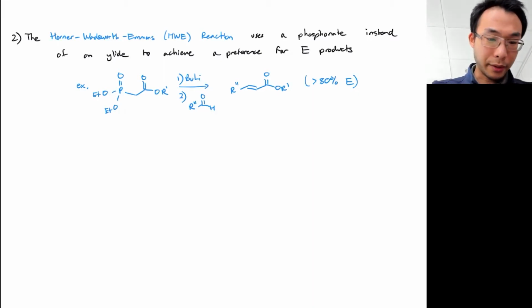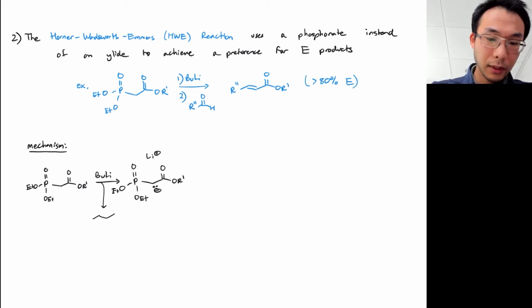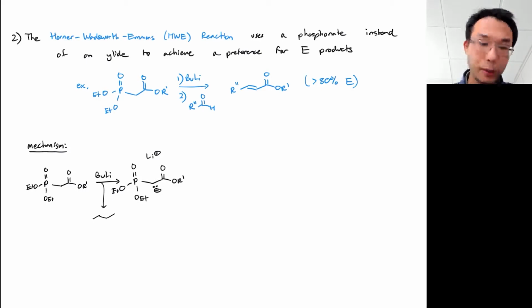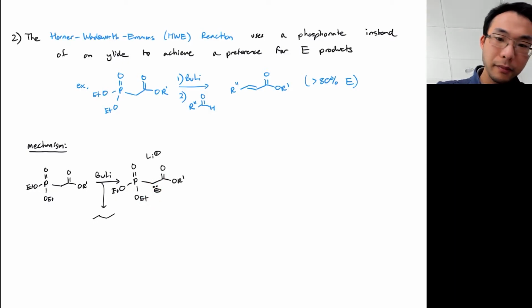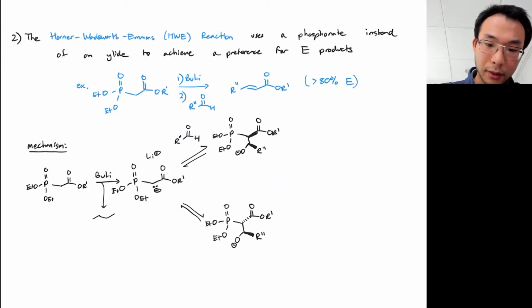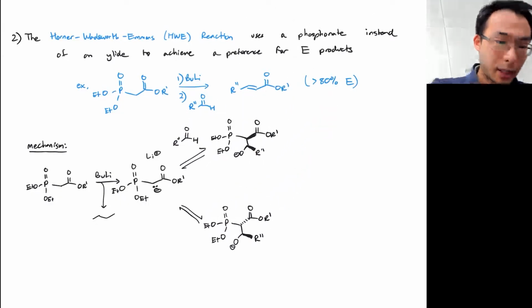So let me walk you through how this looks. So the first step is nothing different. We still have a fairly acidic hydrogen right here, and the deprotonation with a strong base should get you to a carbanion. Notice that in this case this is no longer an ylide, but rather just a phosphonate carbanion, because we only have the carbanion charge here.